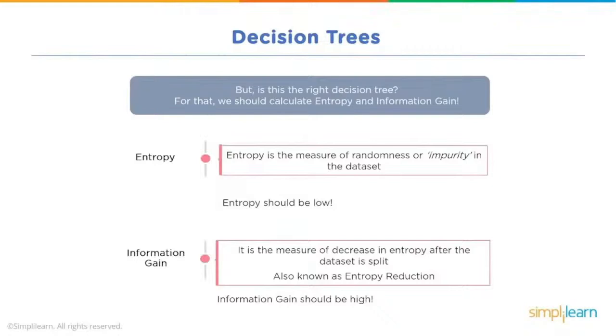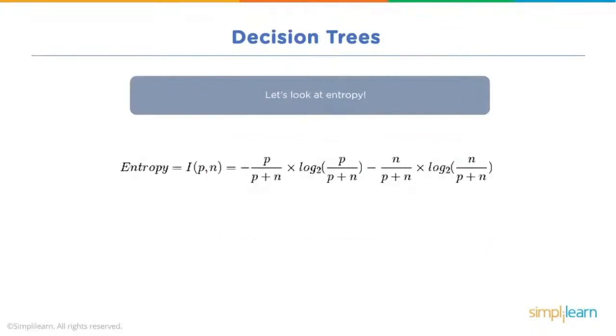For that, we should calculate entropy and information gain. Two important vocabulary words there are the entropy and the information gain. Entropy is a measure of randomness or impurity in the data set. Entropy should be low, so we want the chaos to be as low as possible. We don't want to look at it and be confused by what's going on there with mixed data. And the information gain is a measure of decrease in entropy after the data set is split, also known as entropy reduction. Information gain should be high, so we want the information that we get out of the split to be as high as possible.